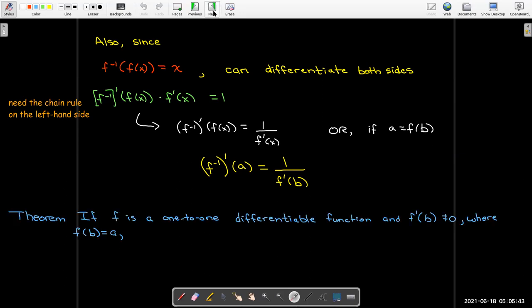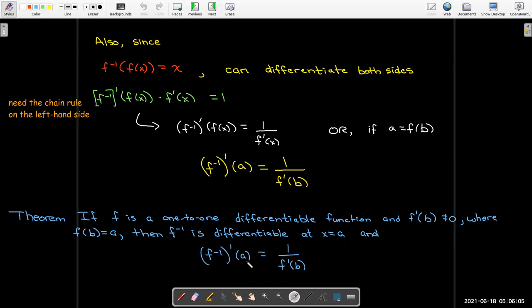So let's formally write this down in a theorem. It says that if we have a one-to-one function f, which is differentiable, and f prime of b is not equal to 0, where f of b equals a, then f inverse is differentiable at x equals a, and the value of the derivative of f inverse is going to be the reciprocal of the value of the derivative of the original function.